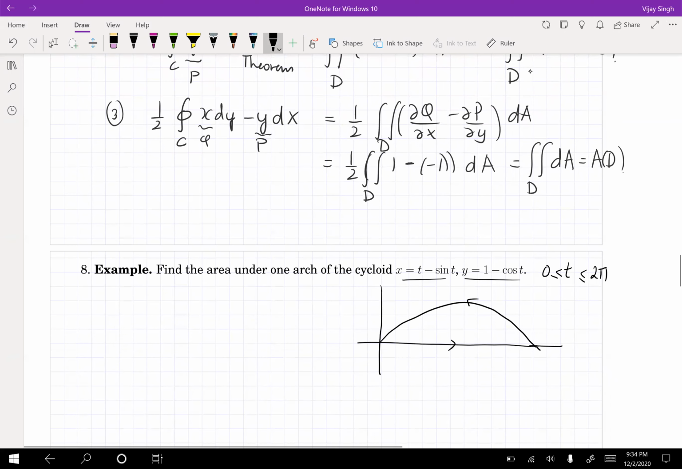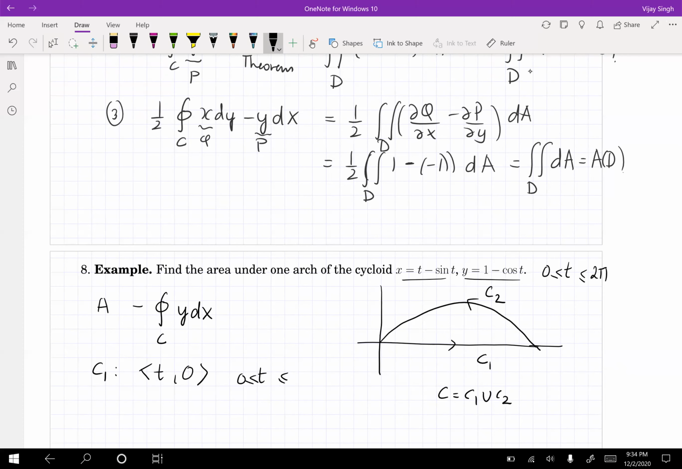Here, let's give an orientation to this. I'm going to use area equals the closed integral over curve C. This is C1, this is C2. My C is C1 union C2. And I'm going to use y dx. Why is that? Because for C1, what is the parameterization? C1 is given by 0 for y, and t for x, where t goes from 0 to 2 pi.